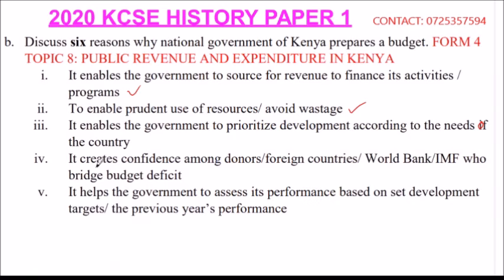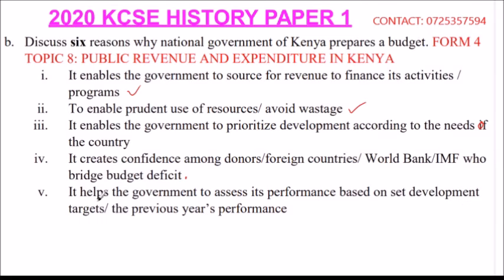Number 4, it creates confidence among donors, foreign countries, World Bank, IMF, who bridge the budget deficit. Because we don't have enough resources or finances that we collect, we borrow from other organizations like the ones I mentioned, World Bank, IMF. We borrow from other countries. Sometimes there are donors who give us money. So without the budget, they cannot have confidence.